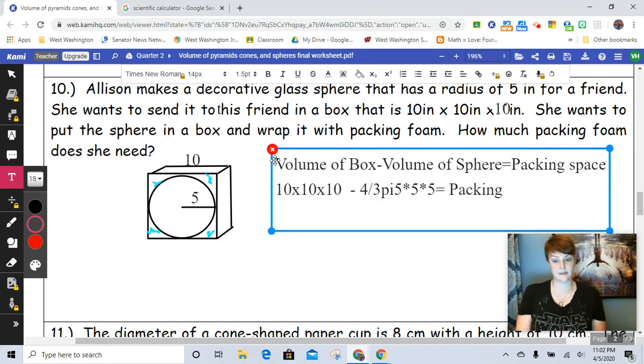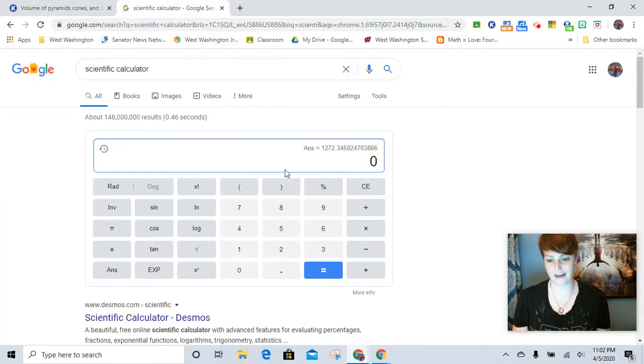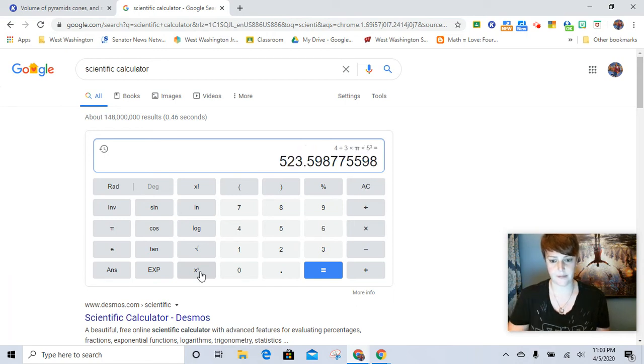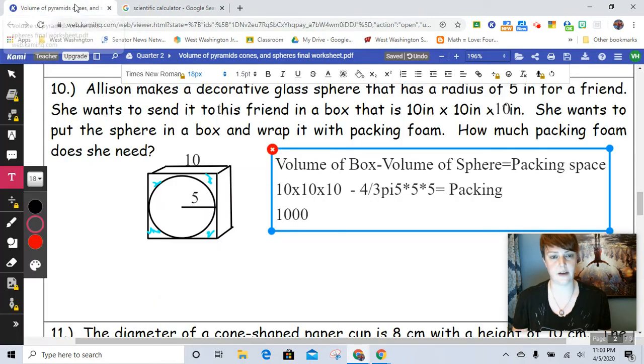And so 10 times 10 times 10 is 1,000 because I can math. But I can't math this whole 4/3 pi 5 cubed, so I still have my calculator up. So 4/3 times pi times 5 to the third power, and that's 523.6. So we're going to round that up to 524.